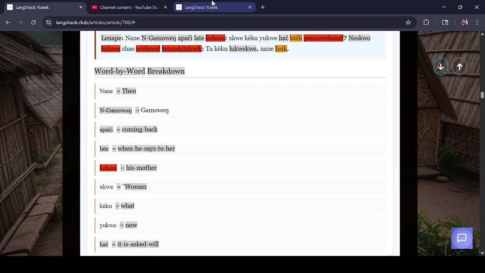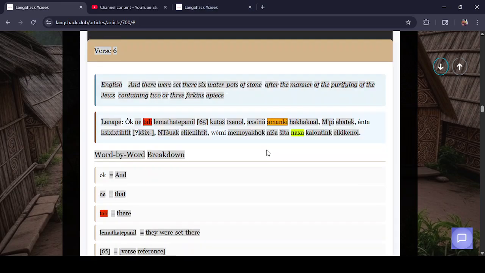Verse 6. Alknatale lematatepanil. So lemmat is to be set because lemata means to lay, and the hate means to be. Like if you say it is there, hate means it is, like there is or there are. Okay, and then the Ponyo is were, like it turns into were, you know. So it sat there. Yeah, sat there.